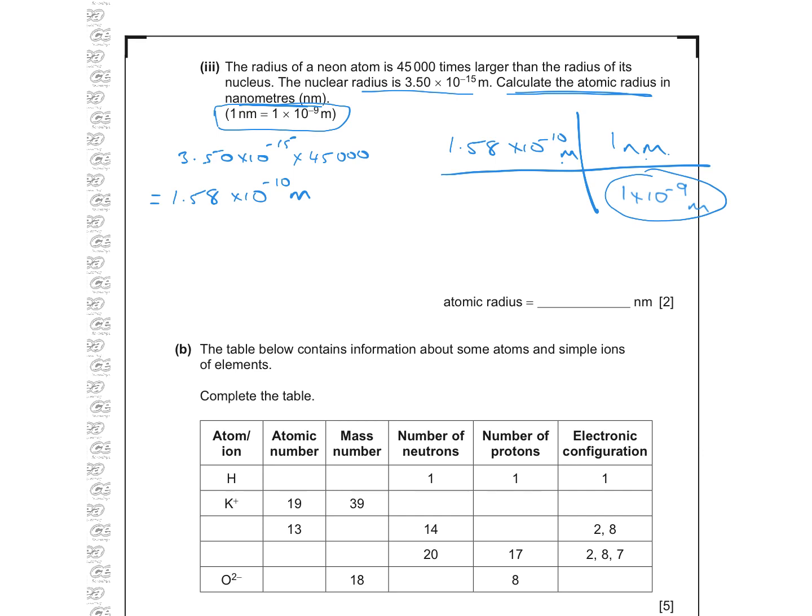And then what I do is simply divide the top by the bottom. The units will cancel out, and that then will convert this into nanometers. So 1.58 times 10 to the minus 10 divided by 10 to the minus 9, and that works out to be 0.158.